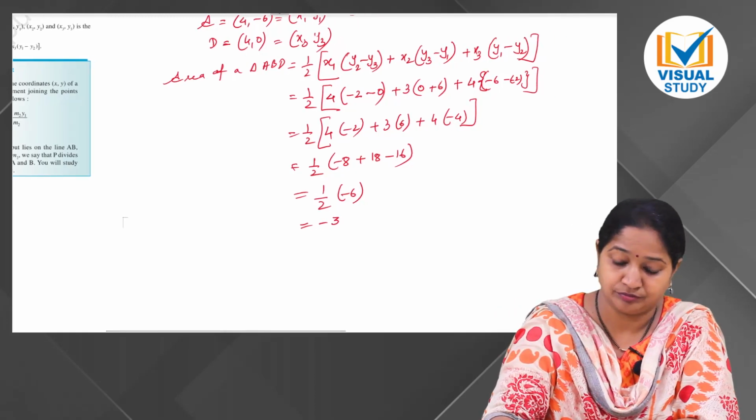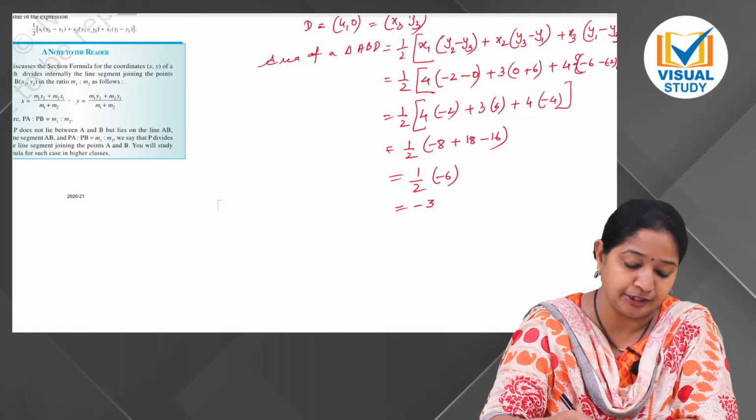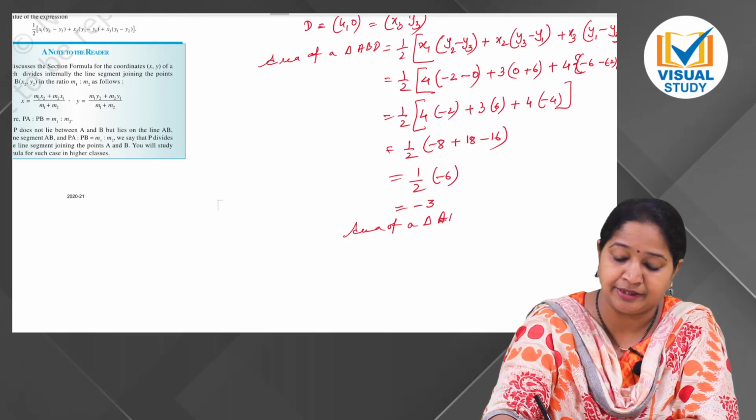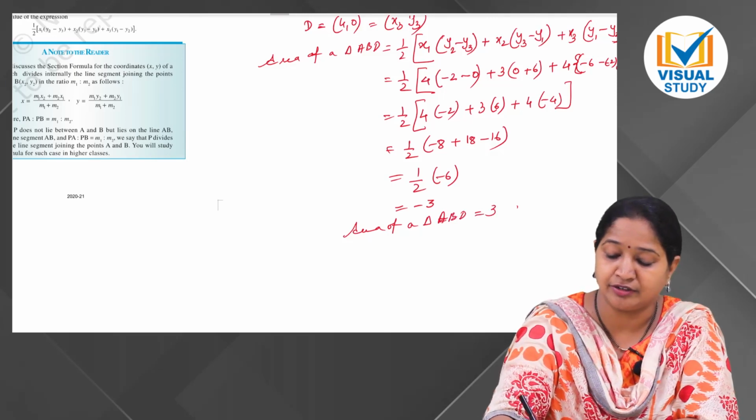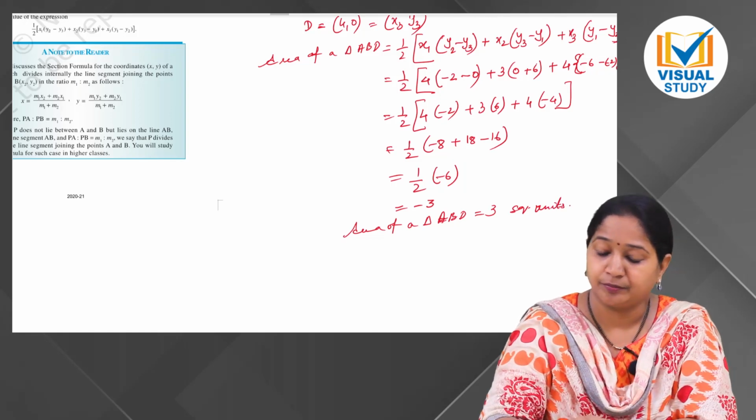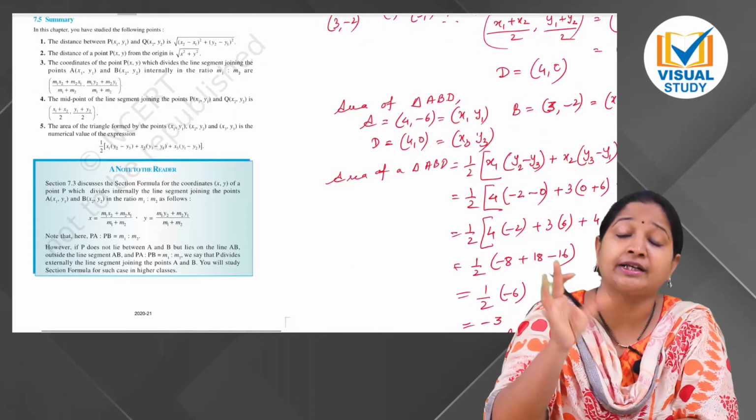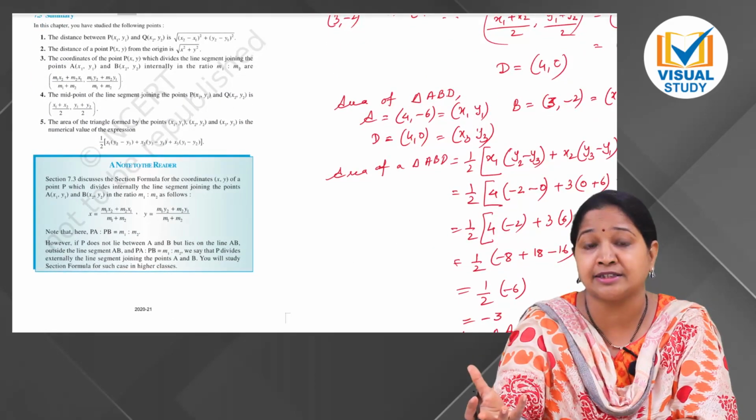But area cannot be negative, so the area of triangle ABD is 3 square units. Now for the next triangle, we have to verify whether the areas of both the triangles are equal or not.